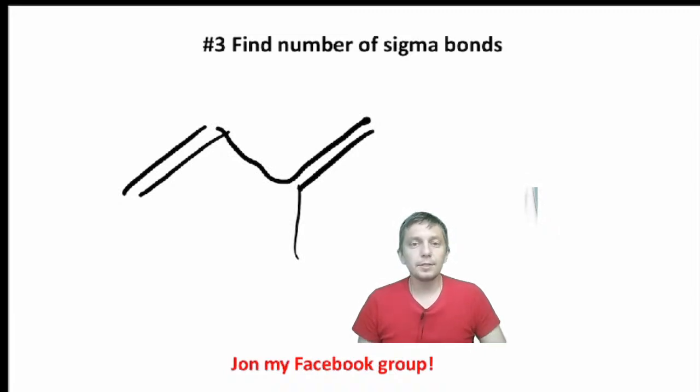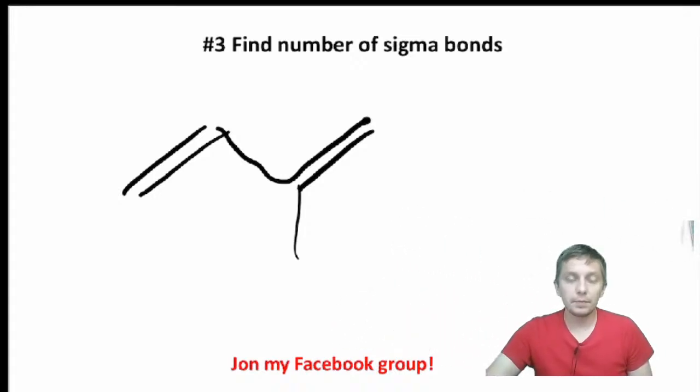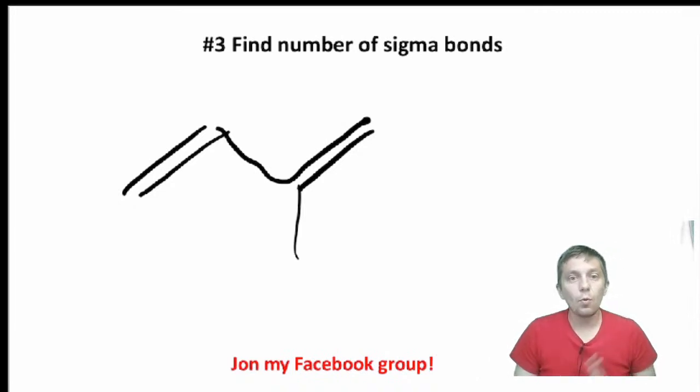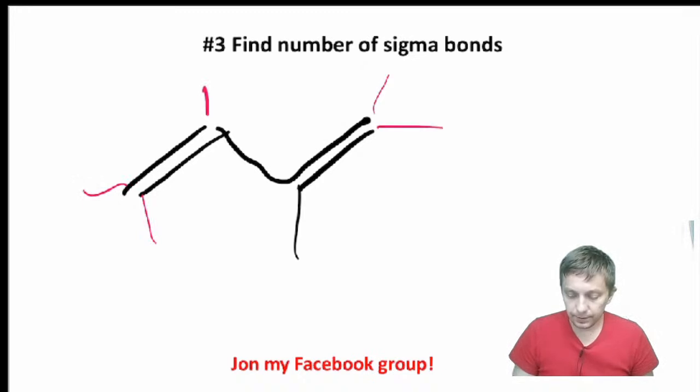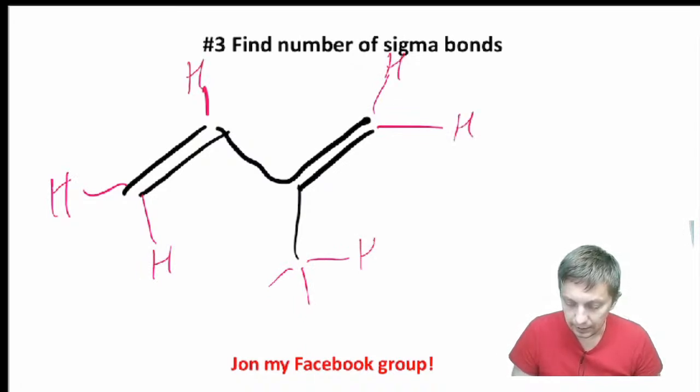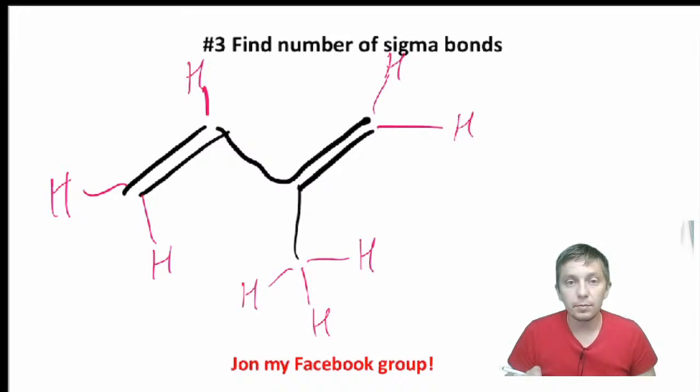For sigma bonds, any bond is sigma, and a double bond is sigma plus pi. And because we're dealing with an organic compound, we need to show all bonds. For double bonds it's enough, but in this case I will show all hydrogens, because any bond with any atom contains a sigma bond.